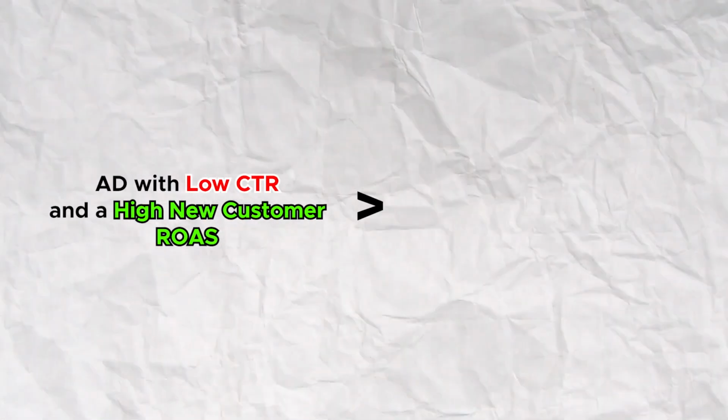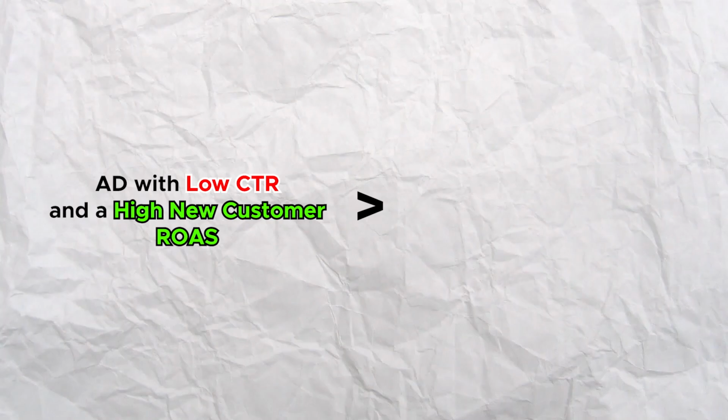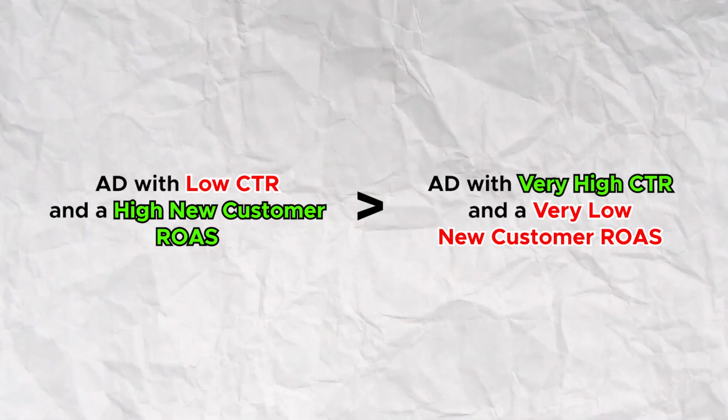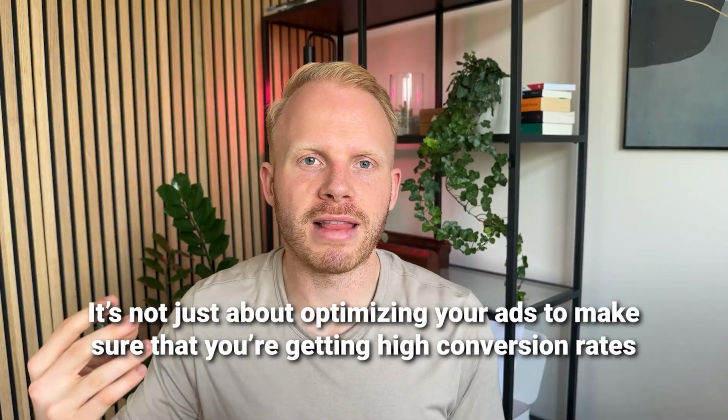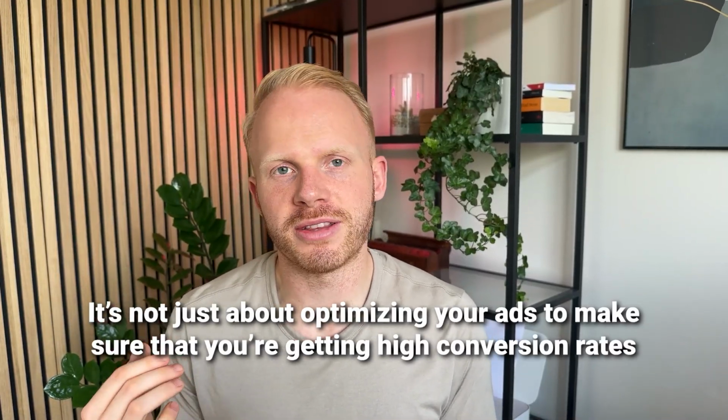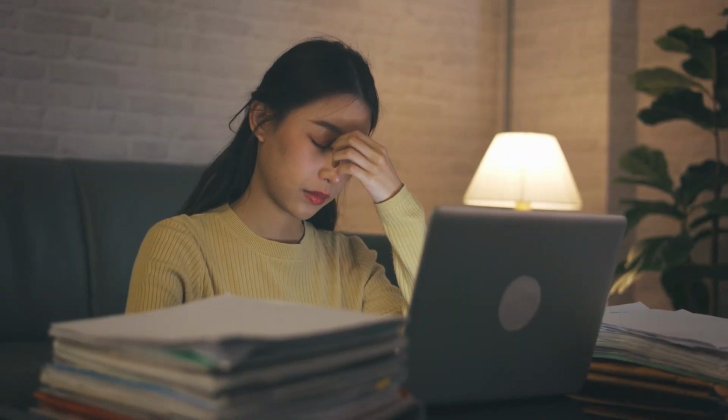I'd rather have an ad with a low CTR and a high new customer ROAS than an ad with a very high CTR and a very low new customer ROAS, because it's not just about optimizing your ads to get the highest conversion rate. You can get a very, very low CTR, and we're seeing that for some clients, and still get a very, very good acquisition cost on Facebook. It's crazy. You don't need to stress about it. It's all relevant to the situation you're in.